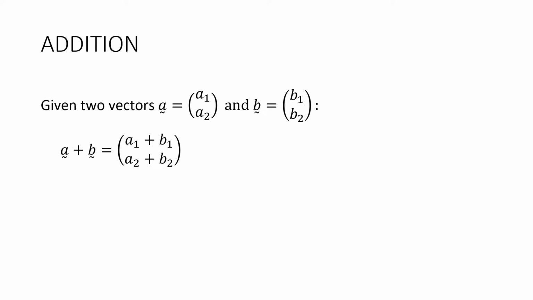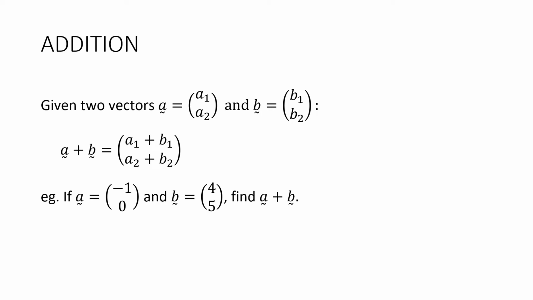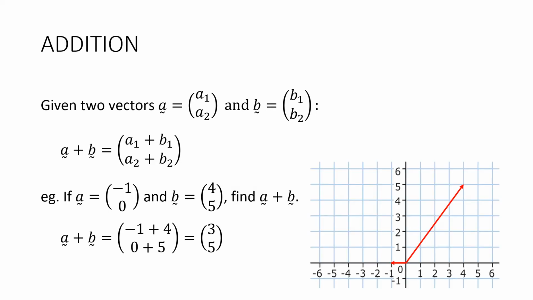So here's addition. Given two vectors, A and B, A plus B will be the addition of the horizontal components and the addition of the vertical components. Here's an example. If A is the vector (-1, 0) and B is the vector (4, 5), then A plus B will simply be negative 1 plus 4 and 0 plus 5, which is (3, 5). And geometrically, it looks like this. There are our two vectors. We're going to move this one over so it starts at the end of the first vector, and the combined displacement there, you can see, is (3, 5).